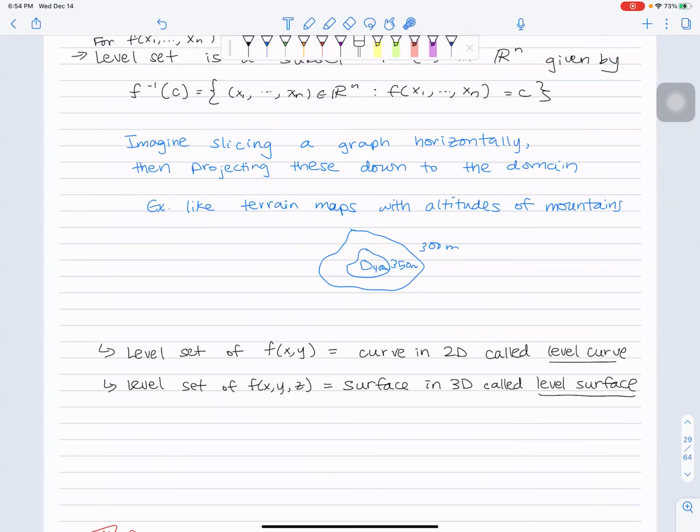For level sets, it's important to look at how many inputs you have. For example, if you have a function with 2 inputs, your level curve is going to be in 2D. If you have a function with 3 inputs, your level set is going to be called a level surface. The number of inputs you have does matter a lot, in other words, the dimension of your domain, because your inputs are your domain. So we can see why that is true.